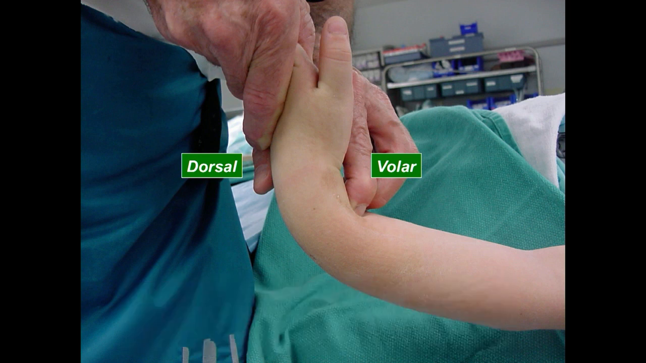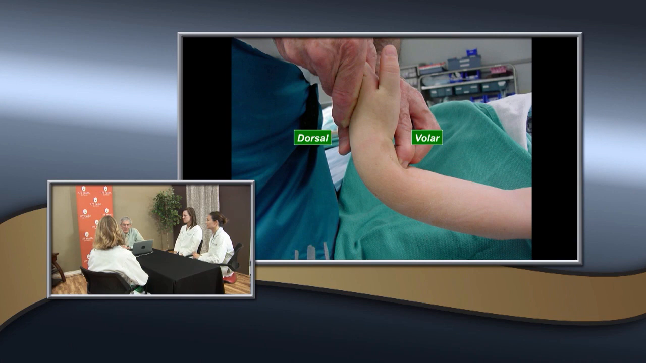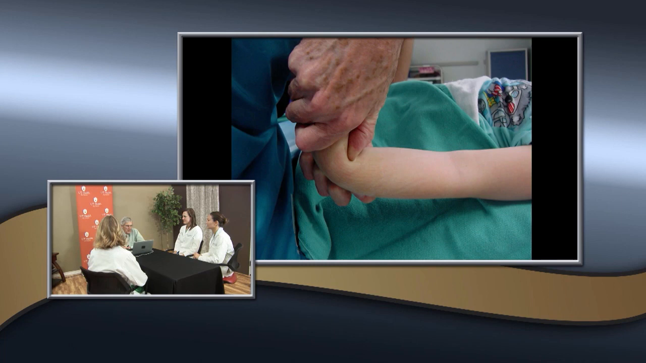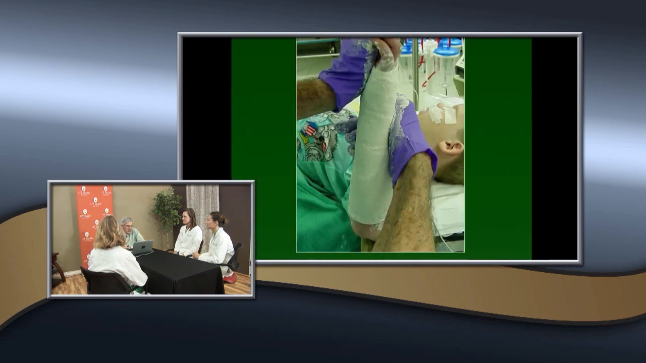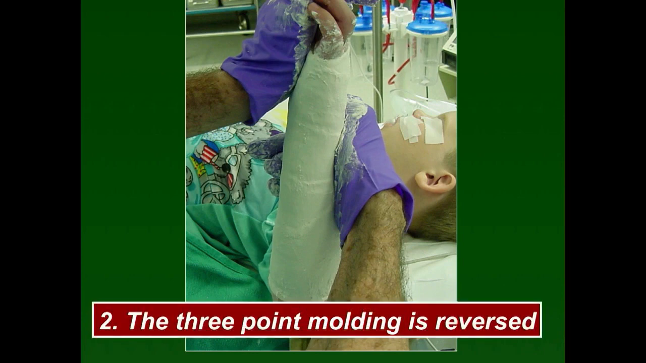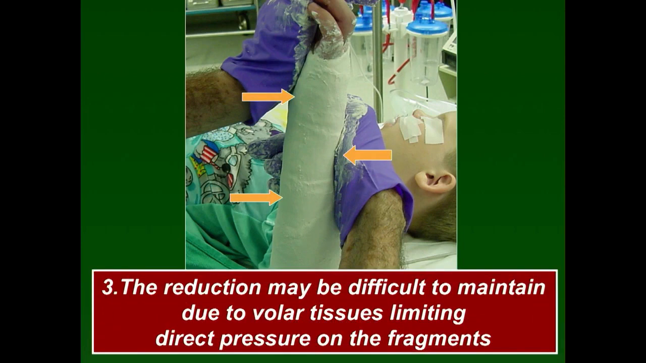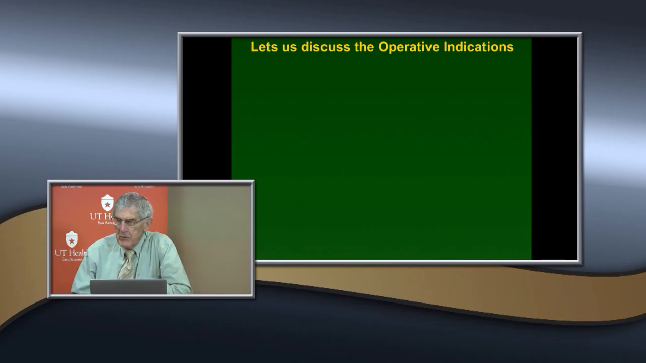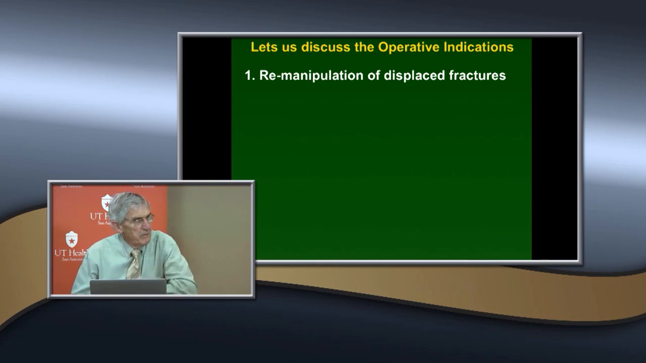Where are you putting your pressure on that distal fragment? You're really putting it on the tendons and everything. Exactly. It's really difficult to do. So it's really hard to put pressure here. And so when you mold it in the opposite direction, three-point molding is reversed. And so this may be difficult to maintain due to the volar tissues. And so those I have a tendency to stabilize with a pin.